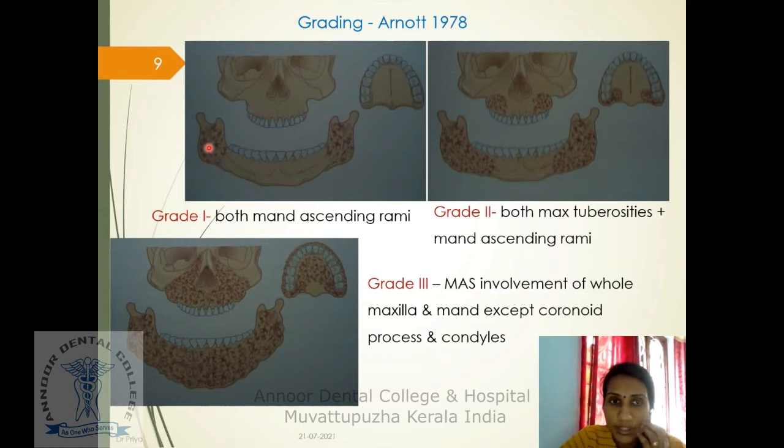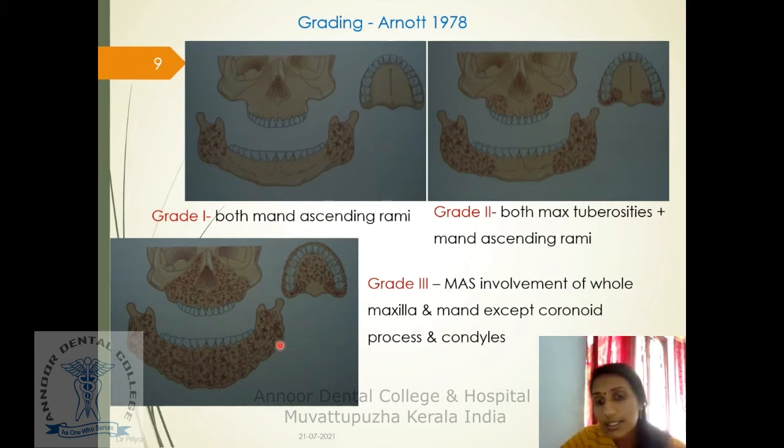So if you observe grade 1, it's only related to the ascending rami. So here you will have cystic lesions or lytic lesions. So only the rami of the mandible is going to be involved. Grade 2 is where you have the maxillary tuberosity, that is this region, along with the ascending rami.